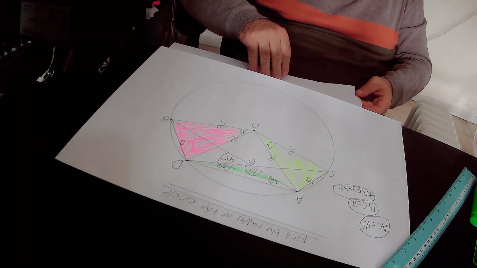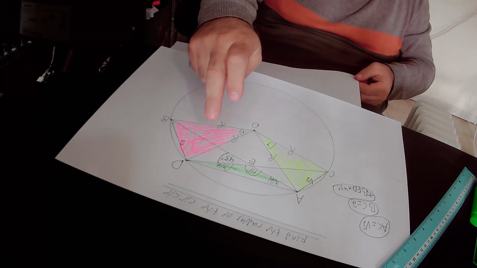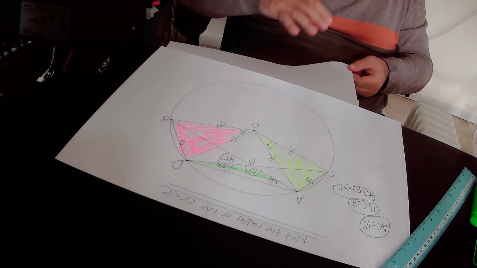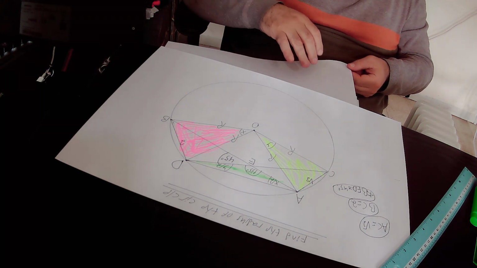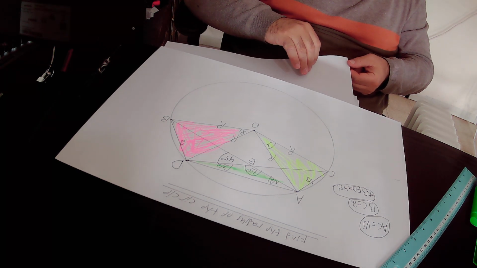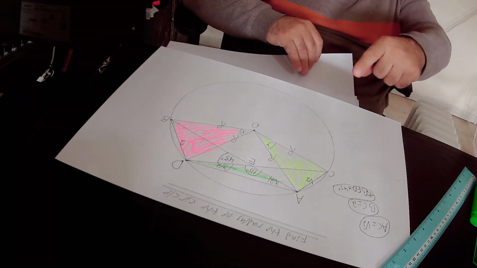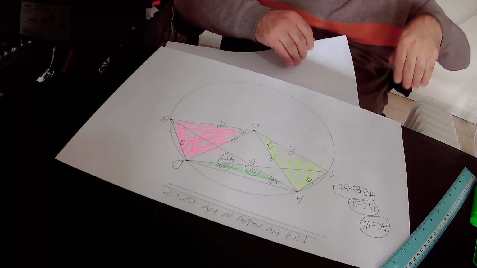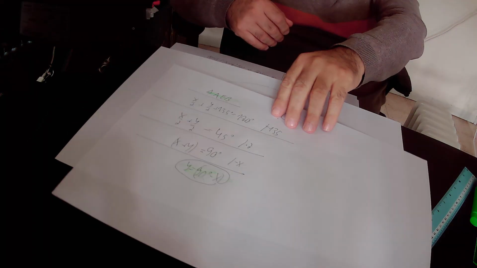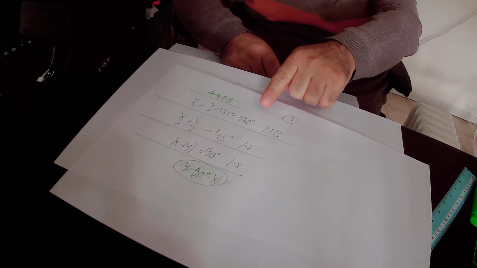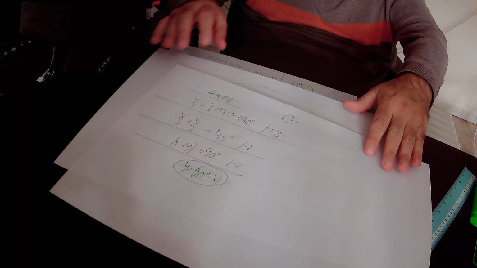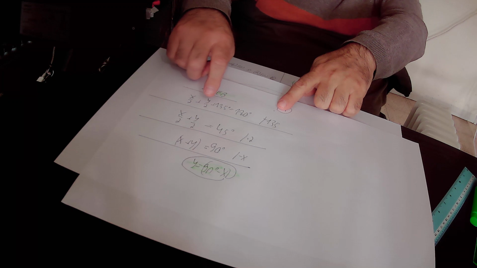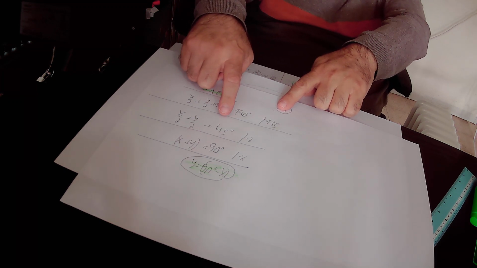Then we focused on the green triangle AED. In any triangle, the sum of the angles must be equal to 180 degrees, and especially in the green triangle AED. Which angles do we have here? X over 2 plus y over 2 plus 135 degrees must be equal to 180 degrees. We subtracted 135 degrees from this equation and found that x over 2 plus y over 2 equals 180 degrees minus 135 degrees, which is 45 degrees.